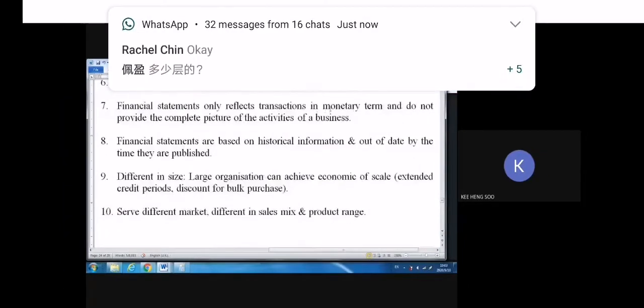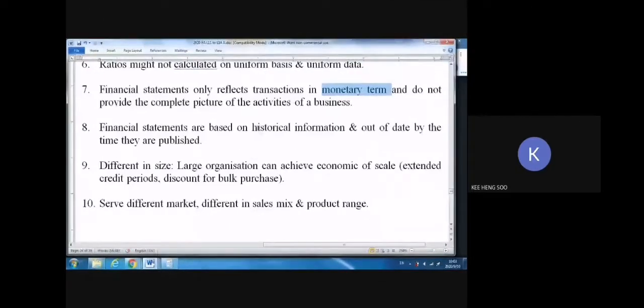Financial statements only reflect the monetary terms. They do not provide a complete picture of the activities of the business until you go and visit the company. Again, this is historical information, it is out of date. Can you see that? Out of date.